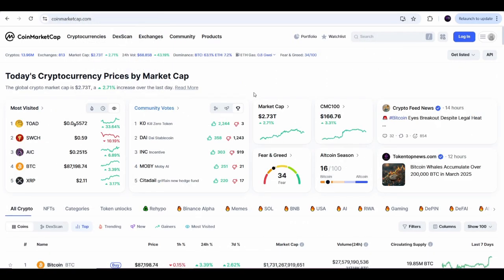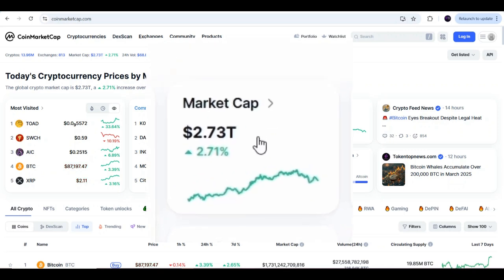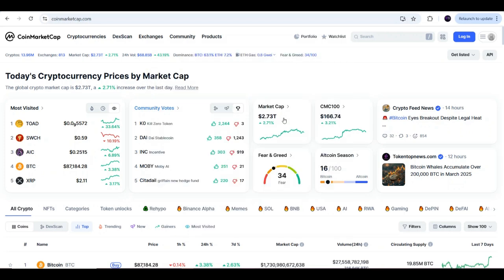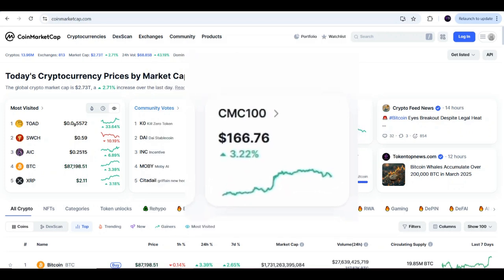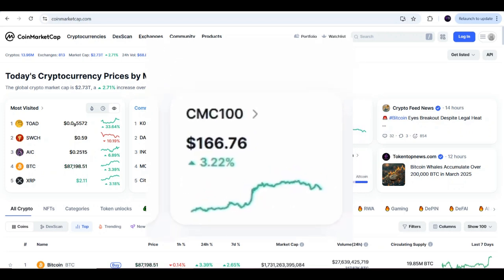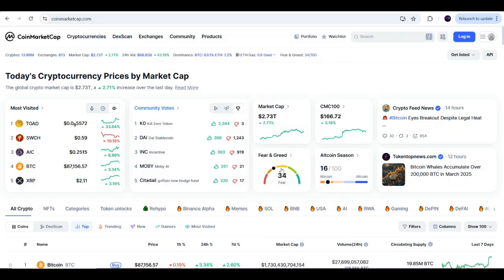Okay, on the home page, do you see this market cap? It's actually all the money in the market, including Bitcoin, stablecoins, Ethereum, meme coins, the whole money in the market. And next one is CMC 100. The CMC 100 index includes the top 100 tokens in the market, excluding stablecoins. It creates an index based on their market capitalizations and gives us a number here.